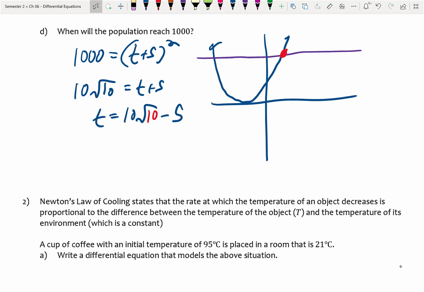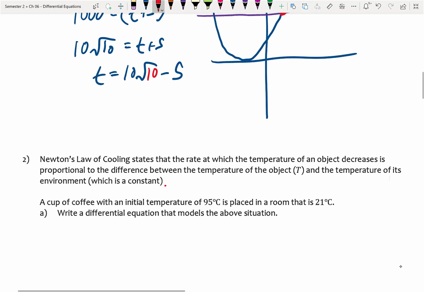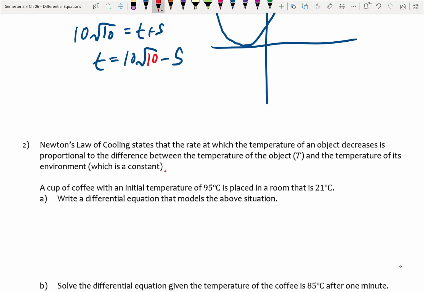Okay, aside from the lacking period in this next sentence, there should be a period there at the end of constant. Newton's law of cooling says that the rate at which the temperature of an object decreases is proportional to the difference between the temperature of the object T and the temperature of the environment, which is a constant. Okay, we want to translate this into a differential equation, again, based on what it says.